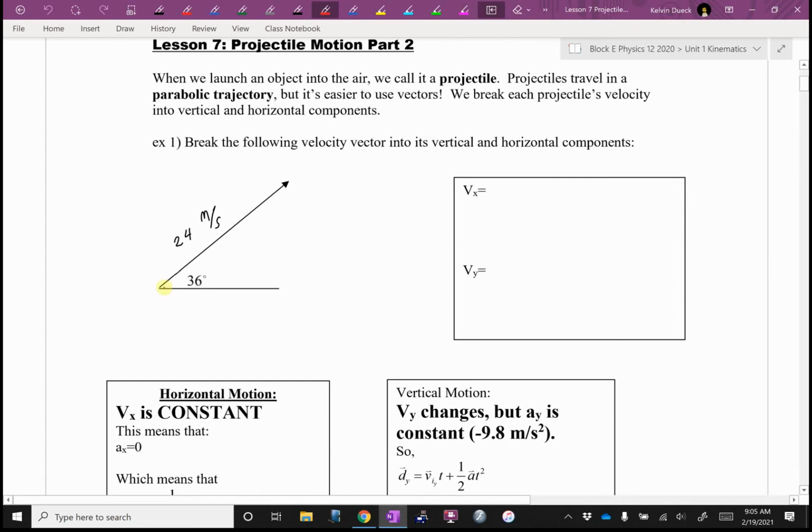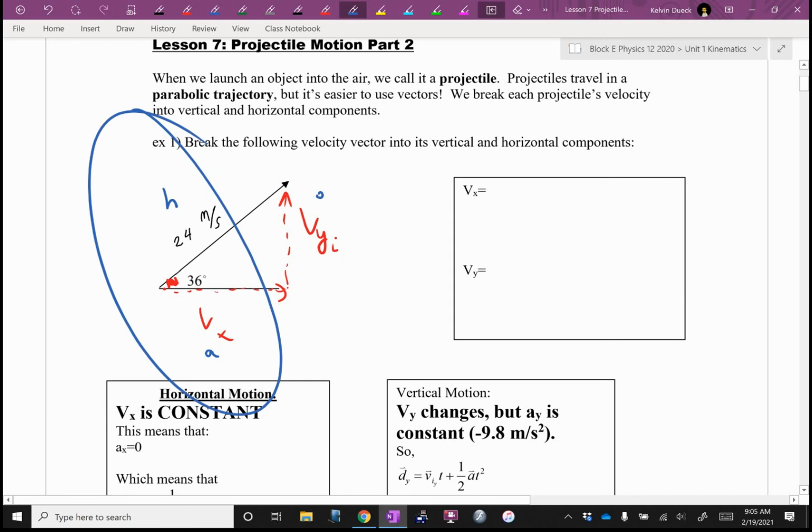Okay, draw a little dotted line, there's Vx, there's Vy. Normally, I would label that Vy initial just to remind myself that that's the one that's changing. I would color, and I would label my sides. The 24 is definitely the hypotenuse. What's Vy, opposite or adjacent? Opposite. What's Vx? Adjacent.